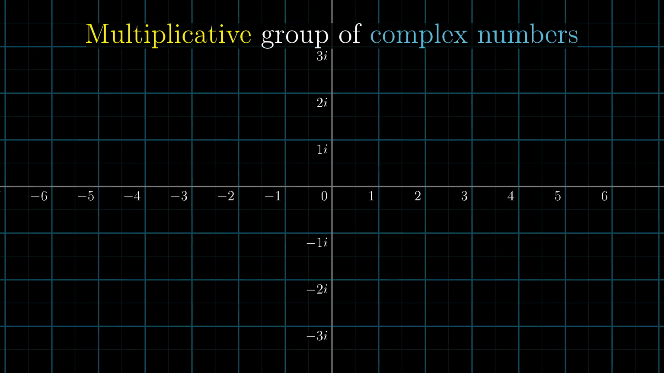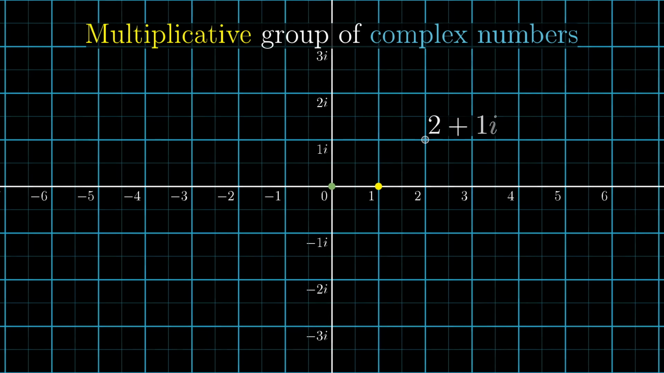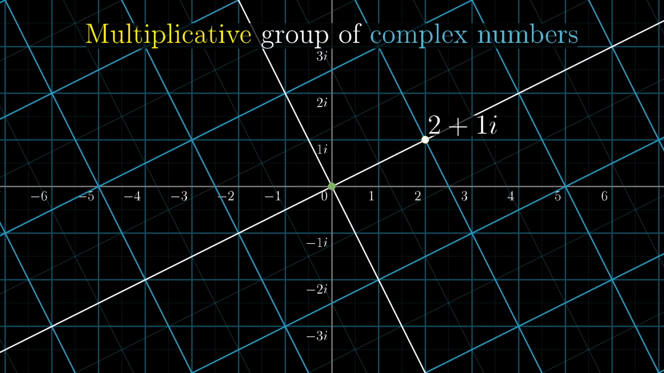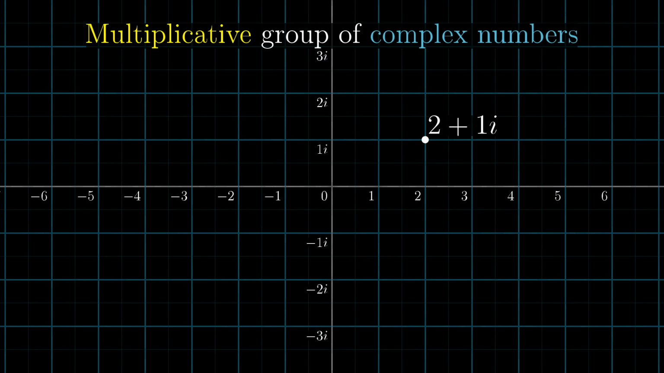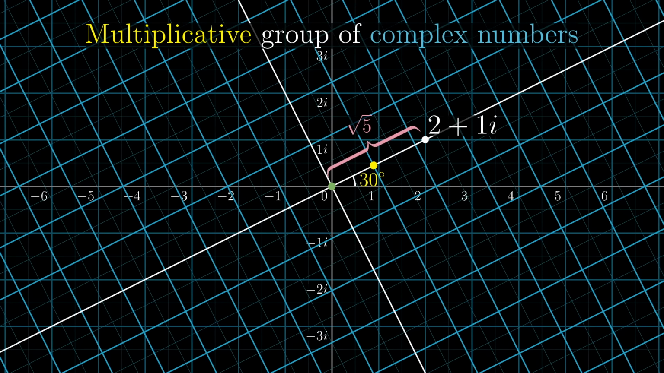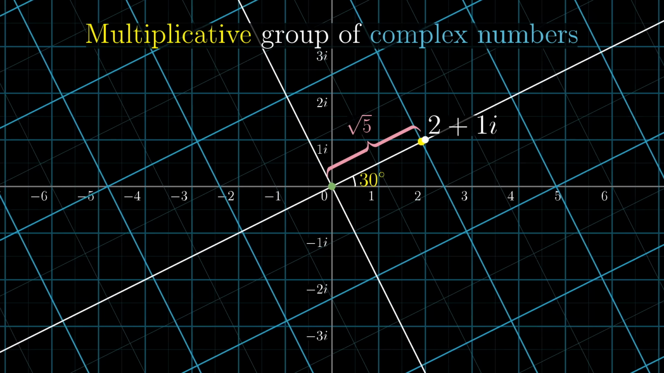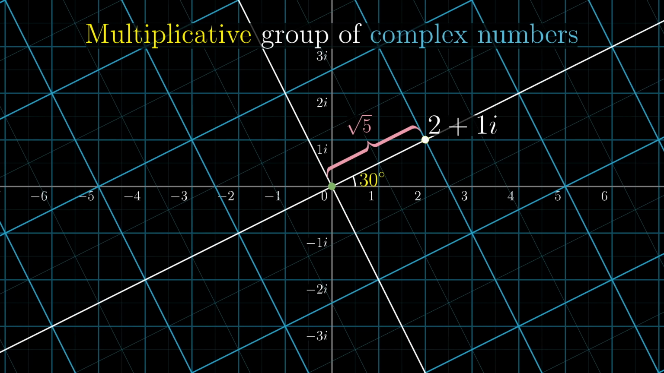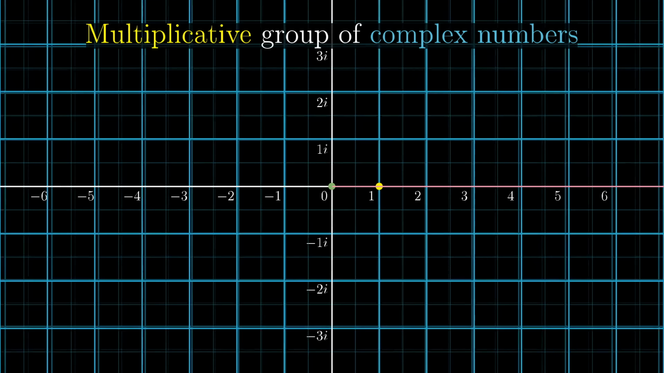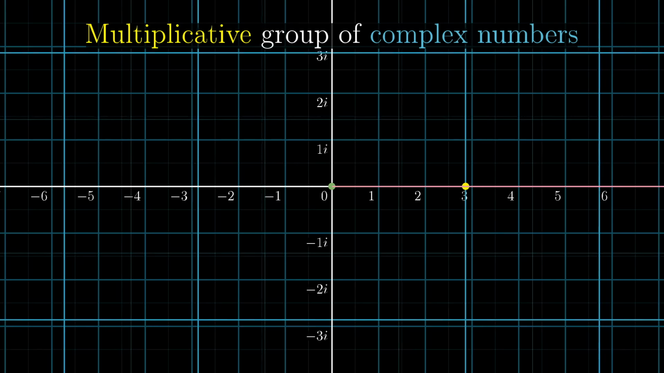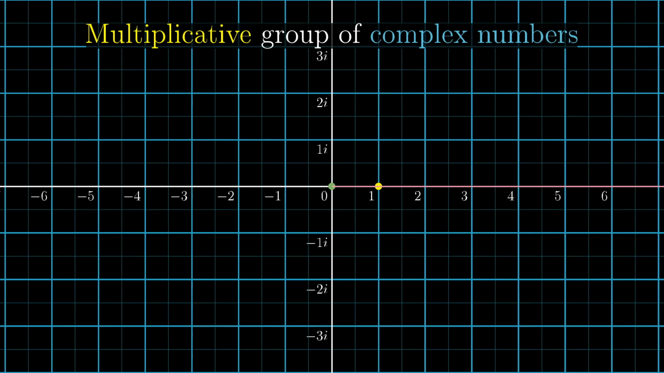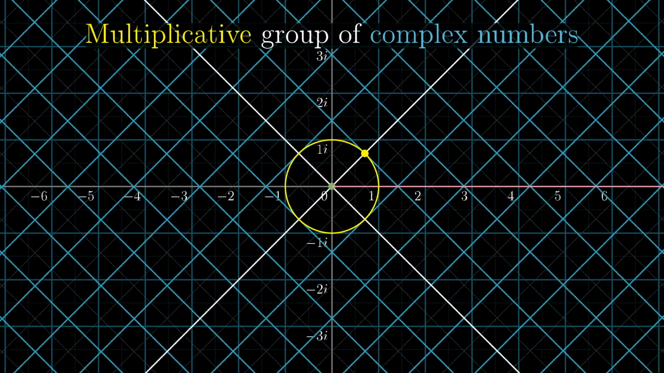As another example, here's the action associated with 2 plus i, dragging 1 up to that point. If you want, you could think of this as broken down as a rotation by 30 degrees, followed by a stretch by a factor of square root of 5. And in general, every one of these multiplicative actions is some combination of a stretch or a squish, an action associated with some point on the positive real number line, followed by a pure rotation, where pure rotations are associated with points on this circle, the one with radius 1.